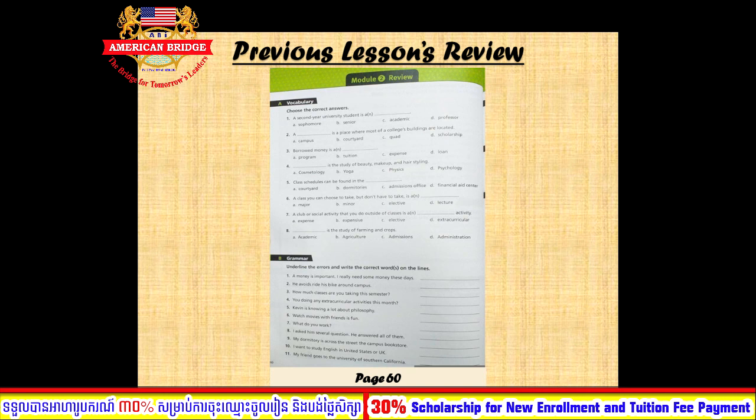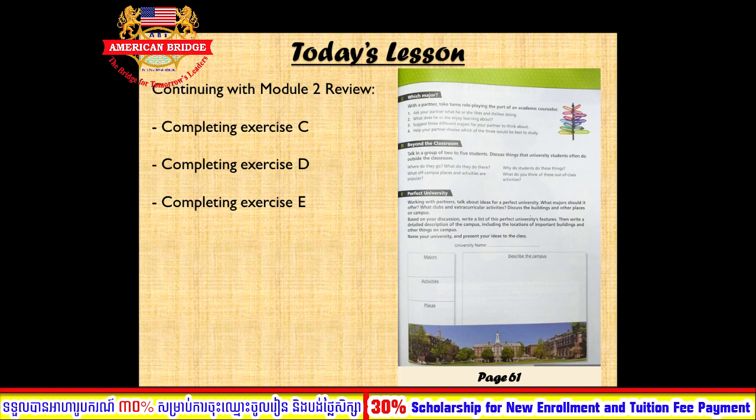That's right, yesterday's class we were doing a module review, and we were also completing exercise A, vocabulary, and B, grammar as well on page 60, right? So for today's class, we're going to be continuing with the module 2 review, completing exercise C, which major, exercise D, beyond the classroom, and exercise E, perfect university on page 61.